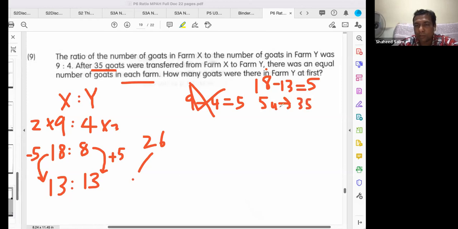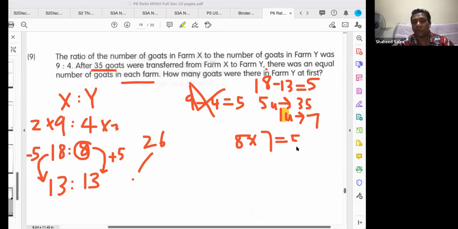1 unit is 7 goats. Where's my pen? Wait, 1 unit is 7 goats. So now, how many units were there in farm Y at first? Farm Y got 8. 8 times 7. What do we get? We get 56 goats. That's the answer.